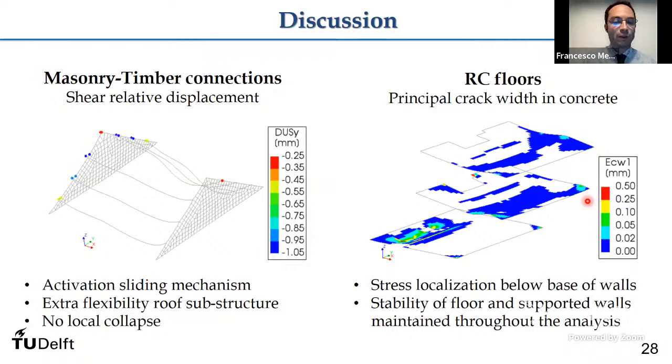But again, at the local level, we see the activation of the nonlinear behavior. It's quite interesting, especially for the masonry-timber connections, because we see that in most of the locations, actually in all of them, the beams slide on top of the masonry. So if we had made a force-based assessment of the connections, we would have concluded that all of them would have needed strengthening, and maybe in practical terms, that is a good idea in any case. But from the analysis, we also see that the failure of the connections in terms of forces only activates very small displacements, so it doesn't lead to any local or global failure of the roof. And similarly, no local or global failure is found from the floors at the base of the walls.